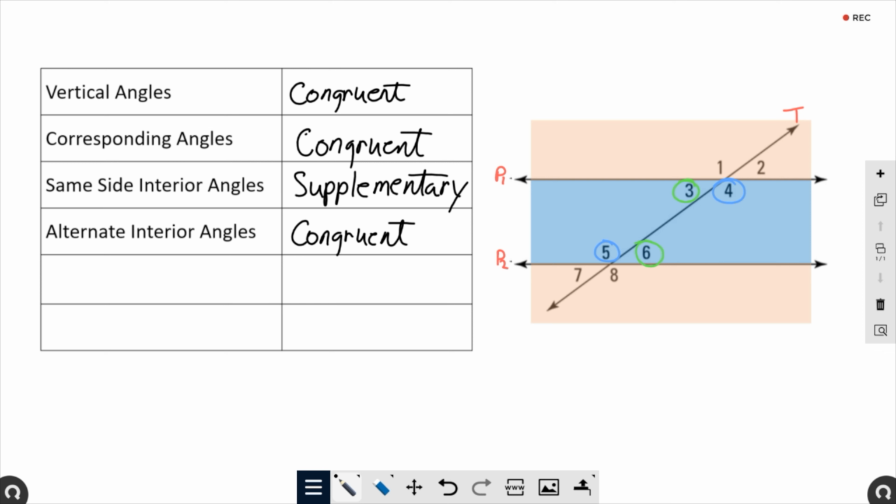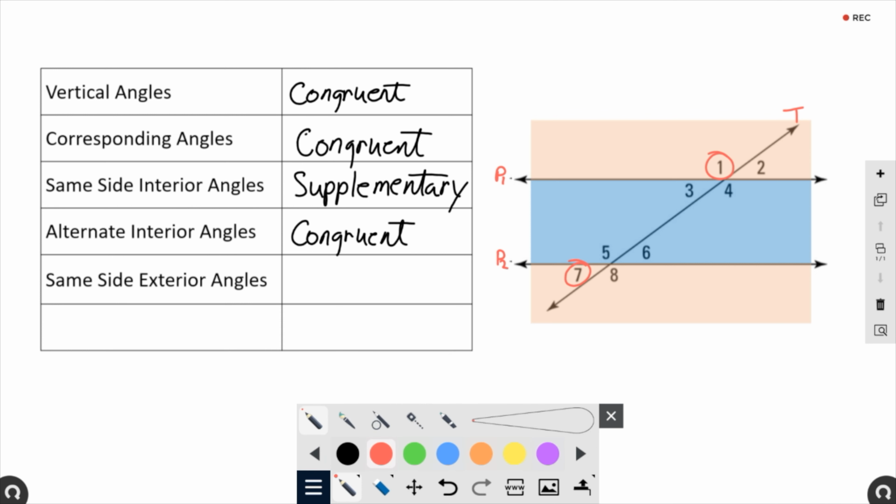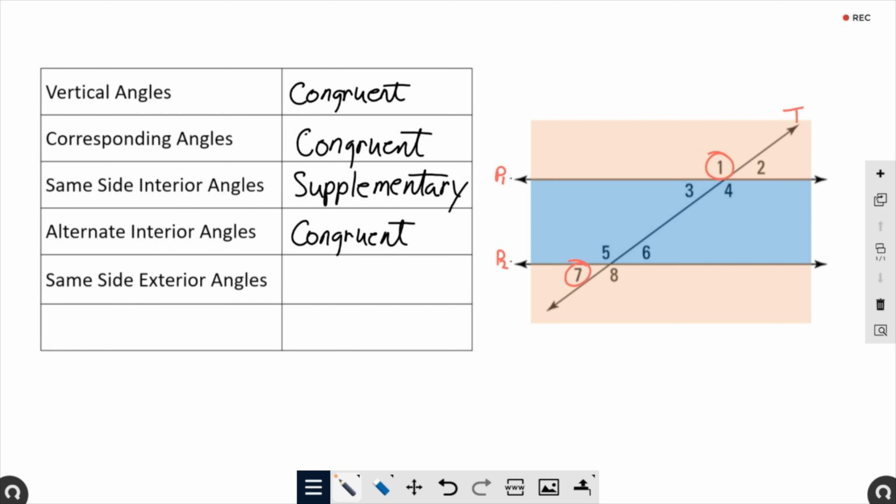The next angle pair we have is same side exterior angles. Same side exterior angles are angles that are on the same side of the transversal but outside of the parallel lines. For example, angle 1 and angle 7 are same side exterior angles of one another because angle 1 and angle 7 are on the left of the transversal and outside the parallel lines.